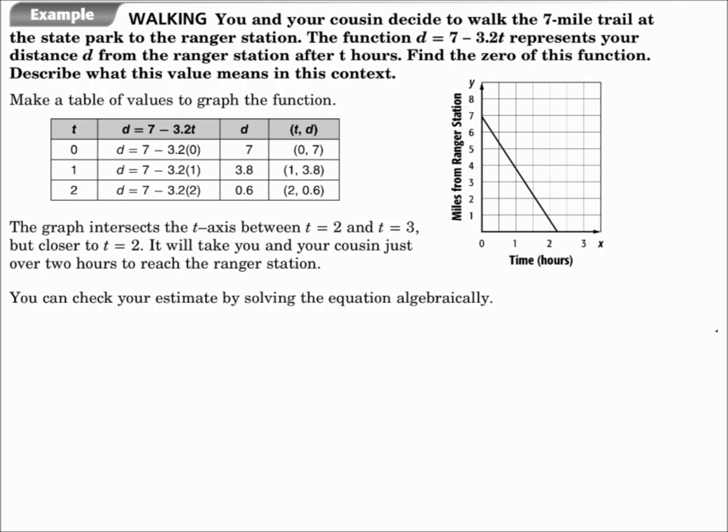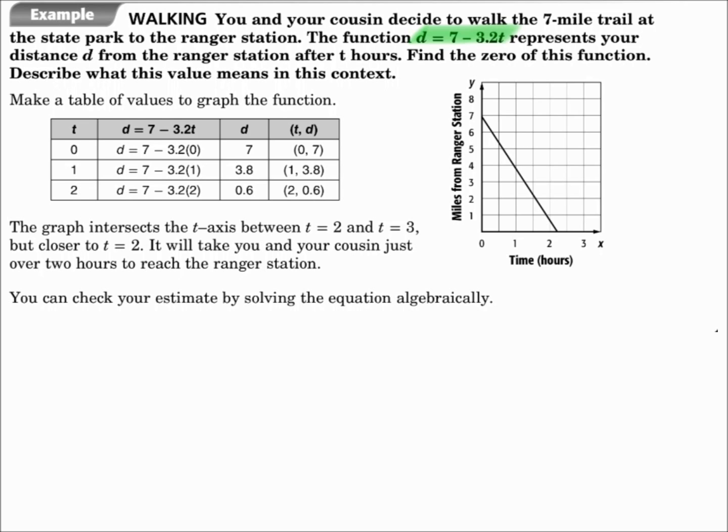The function d equals 7 minus 3.2t represents your distance d from the ranger station after t hours. Find the zero of this function. Describe what this value means in this context.